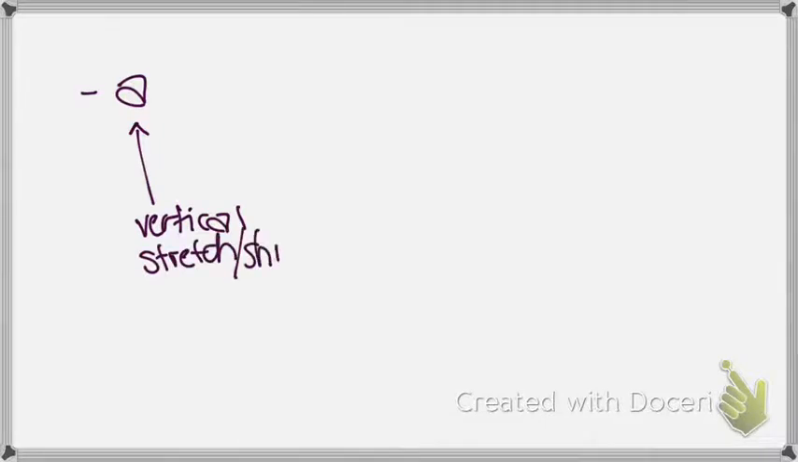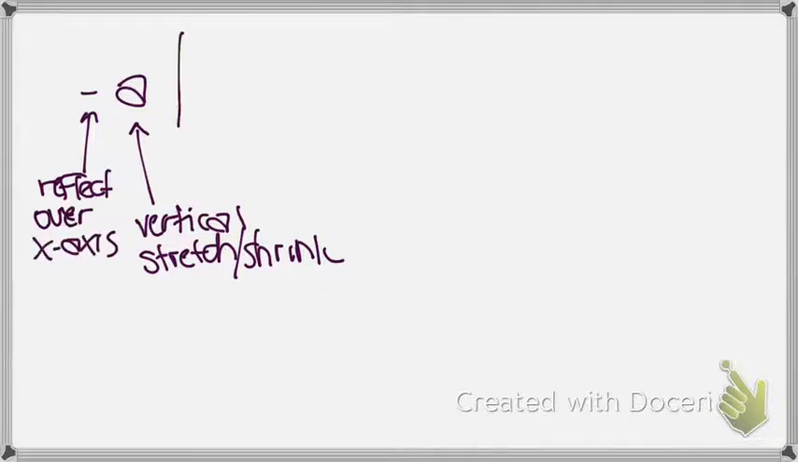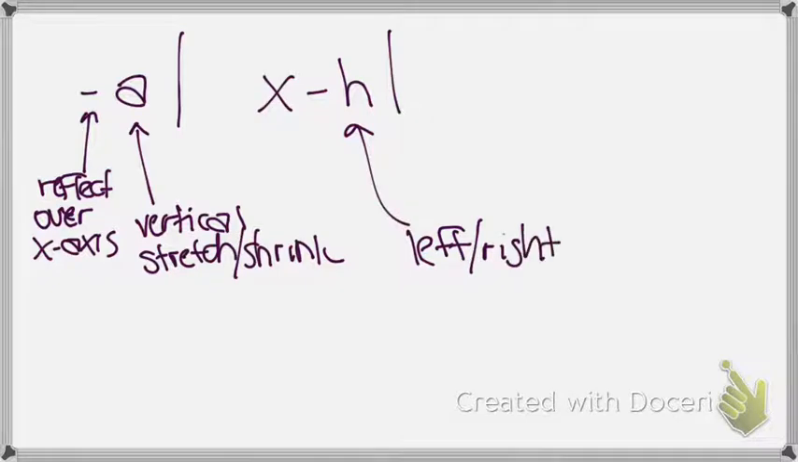So we built a big equation on page 114. So far, we have A with a negative. We said A was your vertical stretch or shrink, right? The negative was your reflection over the x-axis. Inside, we said we had an x minus h, and that h was your left, right. And then we had a plus k at the end, and that was your up, down.